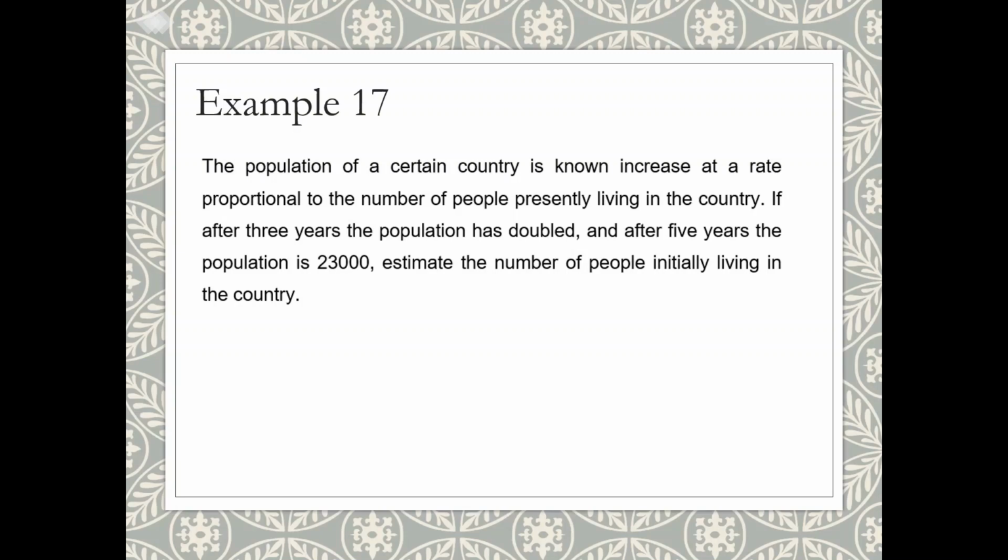Now, let's refer to example 17. The population of a certain country is known to increase at a rate proportional to the number of people presently living in the country. If after 3 years the population has doubled, and after 5 years the population is 23,000, estimate the number of people initially living in the country. As this is a growth problem, the k value that you will obtain must be a positive value.